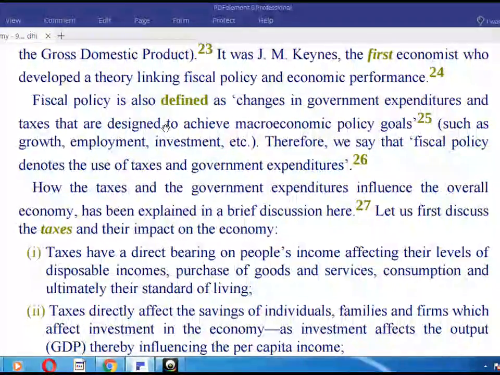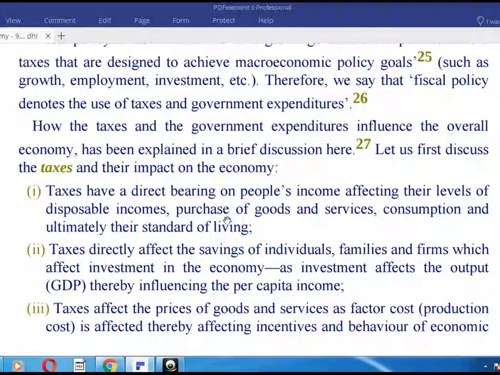Fiscal policy also is defined as changes in government expenditure and taxes that are designed to achieve macroeconomic policy goals such as growth, employment, investment, etc. Therefore, we say that fiscal policy is the use of taxes and government expenditures, and how the taxes and the government expenditure influence the overall economy has been explained in the brief discussion here. Let us first discuss the taxes and their impact on the economy.